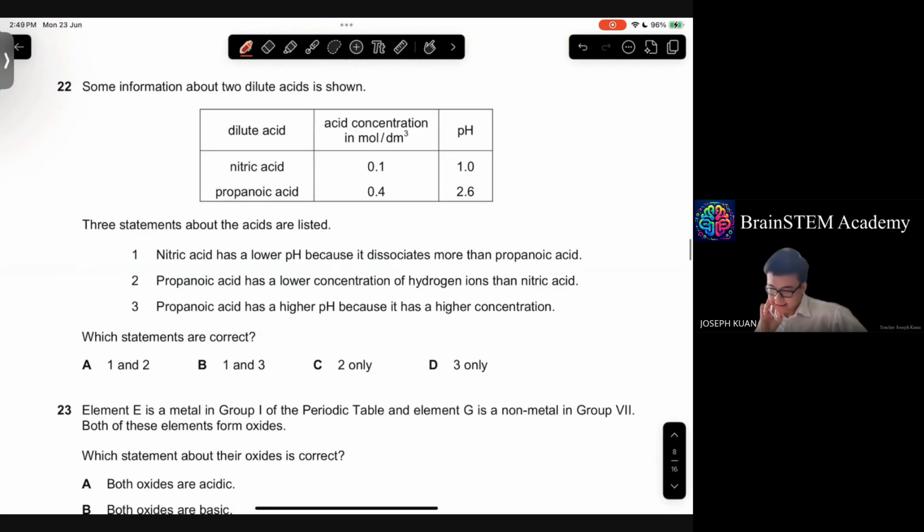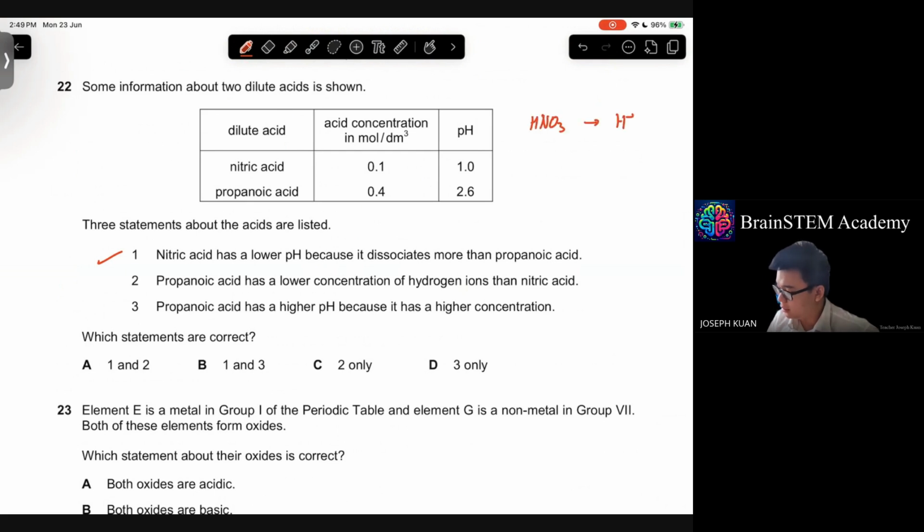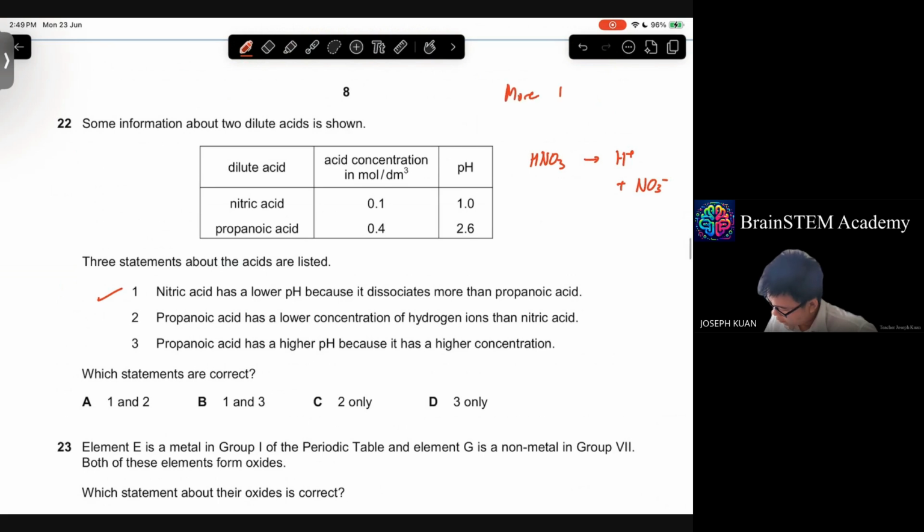22. Some information about 2 dilute acids is shown below. 3 statements about the acids are listed. Which statements are correct? Now, one, nitric acid has a lower pH because it dissociates more than propanoic acid is actually correct, because nitric acid is a strong acid. It dissociates completely to form high concentrations of protons, also known as hydrogen ions in water. So when there are more hydrogen ions, pH is lower.